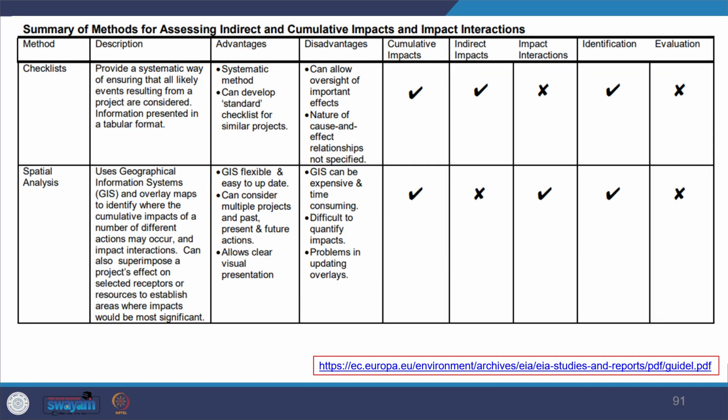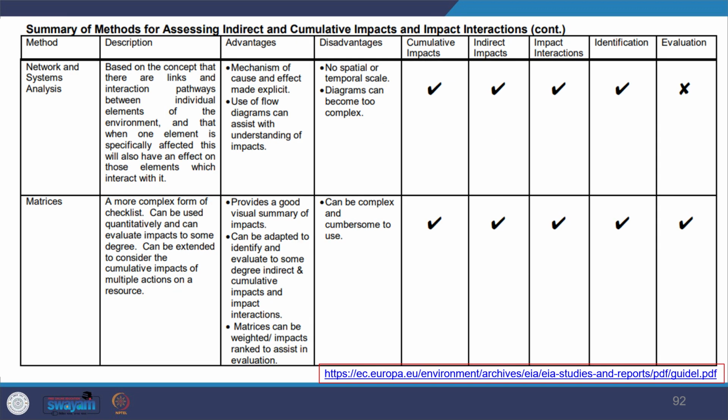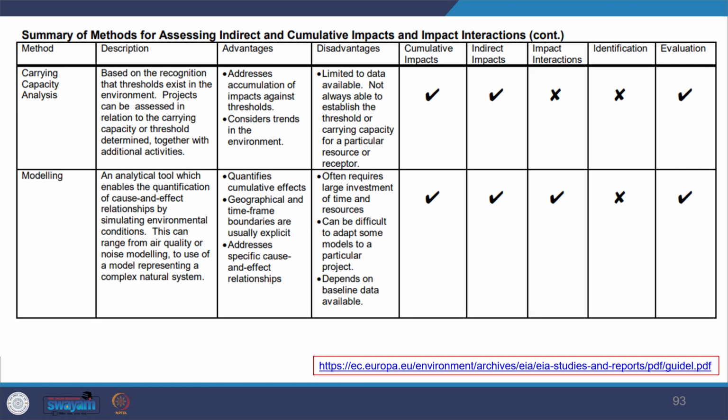Then you have checklist methods and spatial analysis where you can use GIS. So all these methods can be used. Then you also have network and system analysis, and matrices which can be used here. All these are for the purpose of assessment. Then you can also look at carrying capacity analysis, and for the higher assessment you can also do modeling, which can help you quantify the cumulative effects, and you can also have the geographical extent and the time frame, and see different scenarios. Those are all available to you. So looking at the prediction and evaluation, how do we really evaluate whether the impact is significant or not?